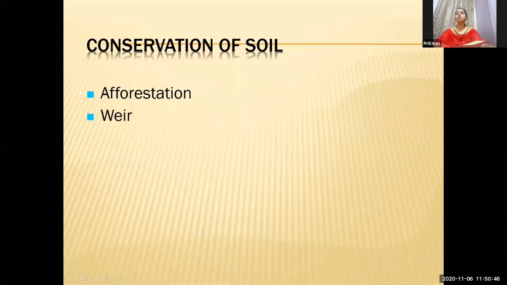First one is afforestation. As we have just seen the opposite of this, which causes soil erosion, that is deforestation. Here we are going to see afforestation, that is planting of more and more trees. Yes, we should plant more and more trees to conserve the soil and to stop the soil erosion. So planting more and more trees and increasing the forest area is the way to conserve the soil.